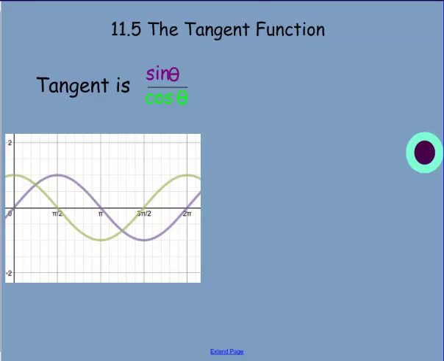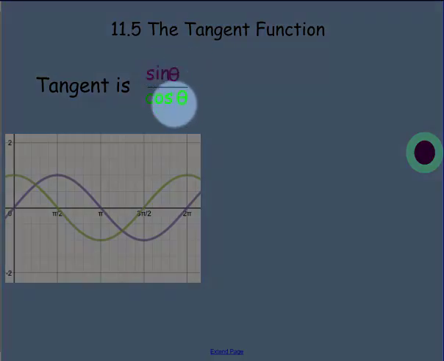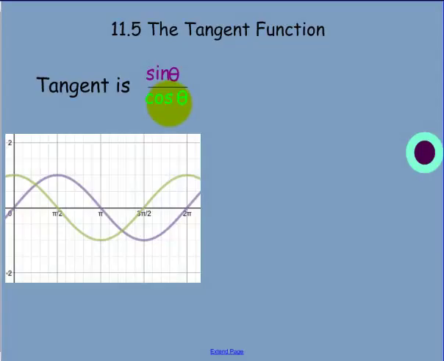Next up for us is the tangent function. So let's remember that tangent is defined as sine over cosine. And if you look below, we have pictures of both the sine wave and the cosine wave. Sine is in purple, cosine is in green.